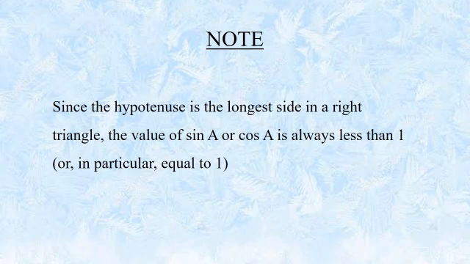Now, from all this, we can note that the value of sin A or cos A is always less than 1, or in particular, sometimes it could be equal to 1 also. It is because hypotenuse is the longest side of a right triangle.